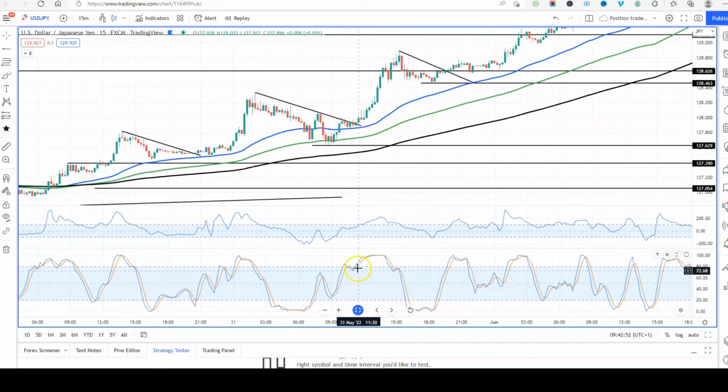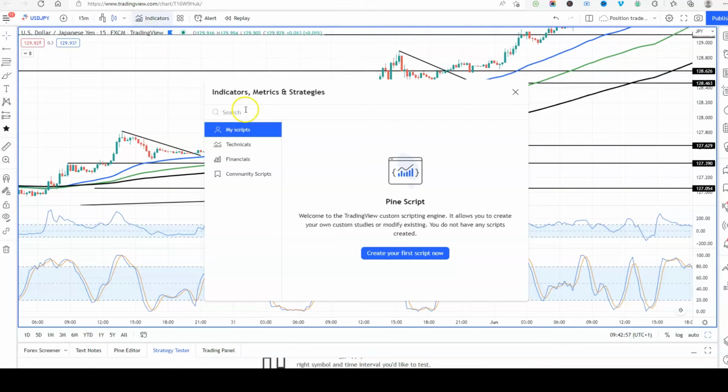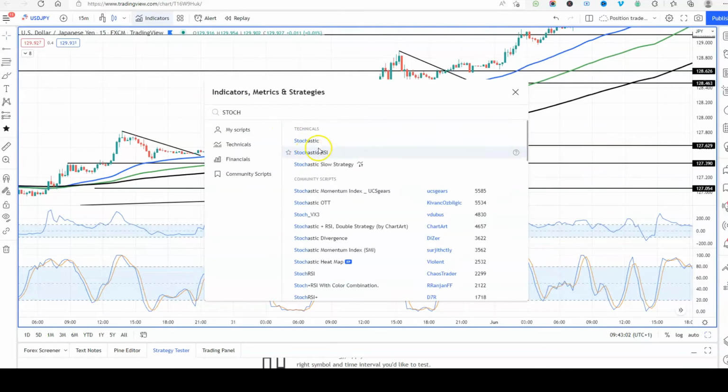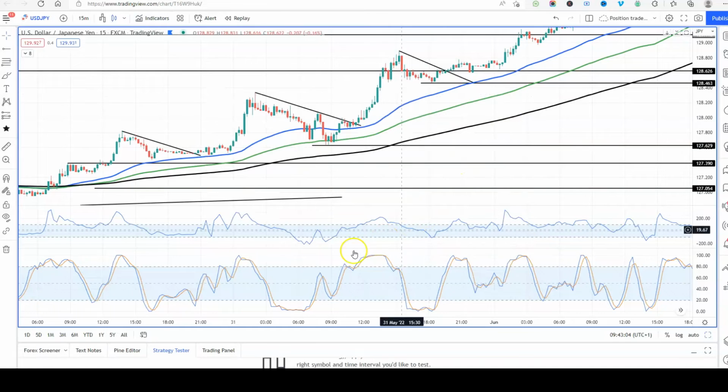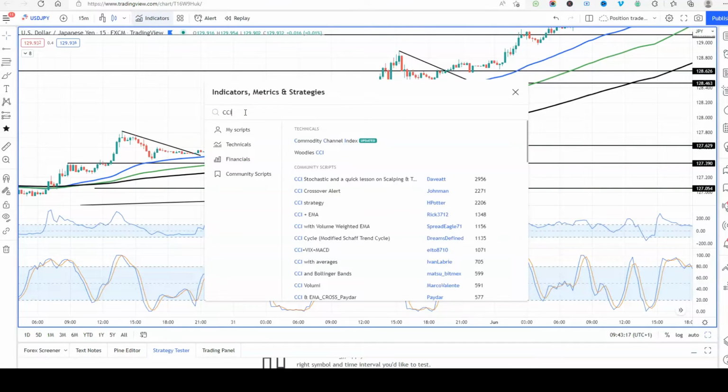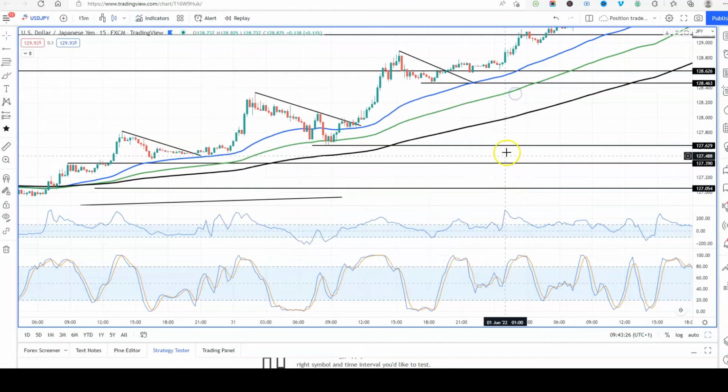So the first thing you want to do is set up the stochastic. So let's do that. Press in here, type in here stochastic, and you want the RSI. Standard setting is 14, 3 and 3. Keep it at that, that's fine. The next one is the CCI. Now we use the CCI for several purposes, but for this purpose we just want to make sure it lines up with the RSI or the stochastic. So just click on that and you'll get the standard settings.